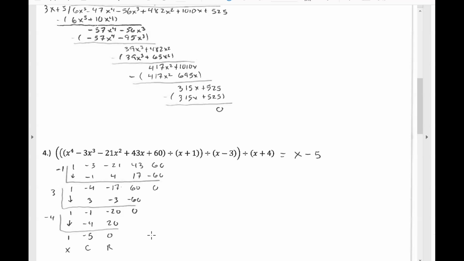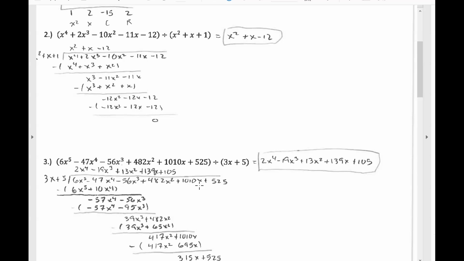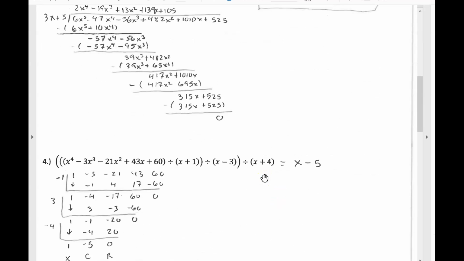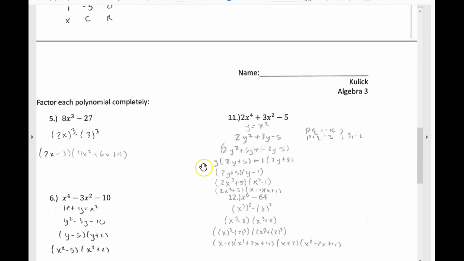Nick? Yep. X squared plus x minus 12. Okay. Moving on to the factoring page.